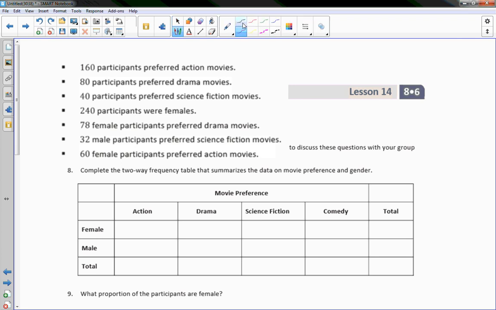So let me get my pen going again. 160 participants preferred action movies. That's total. So action total is 160. Okay, so that's this one. I will do these in color. And 80 participants preferred drama. If it says participants, it doesn't say males or females, it's total. So that's this one. Okay, 40 participants preferred sci-fi. That goes there. 240 participants were female. 240 total participants, that's a total. 240s over here.